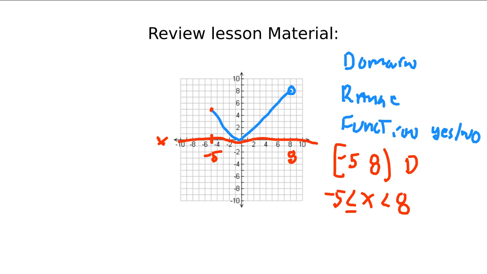Wait, so if the circle is filled in, we put a square bracket? Yes, that means that if it's a solid dot here, -5 is part of the domain, okay? So we would put a square bracket here. If it's an open dot, we would put an open bracket, or parentheses, meaning that it's not part of the domain. It goes out to 8, but 8 is not part of the domain.